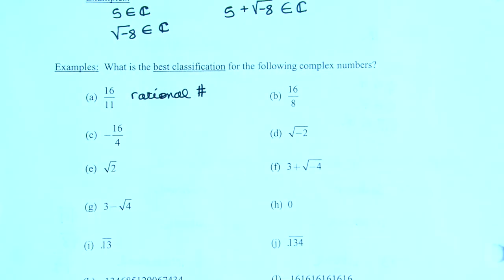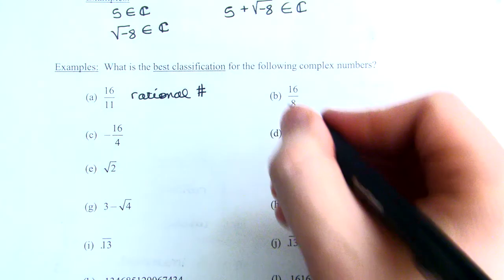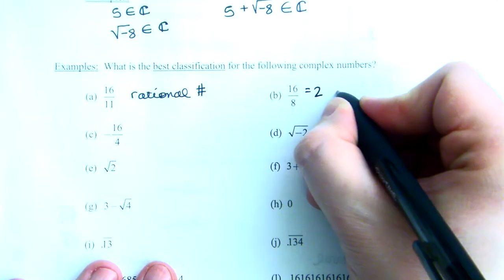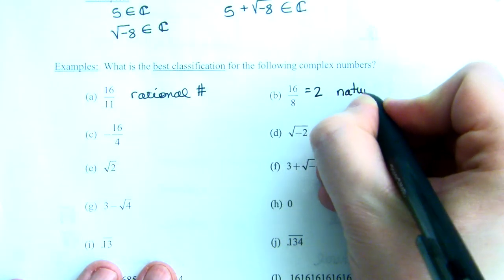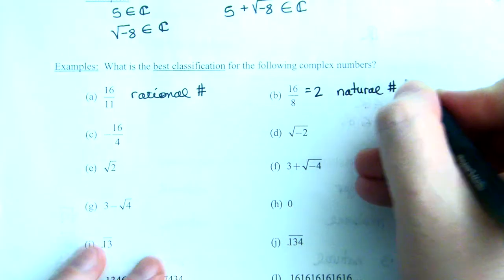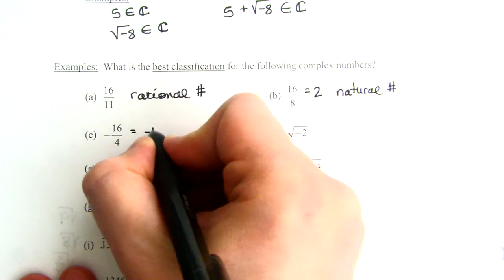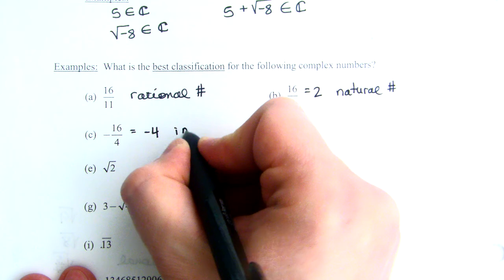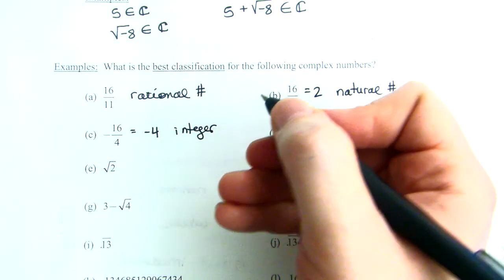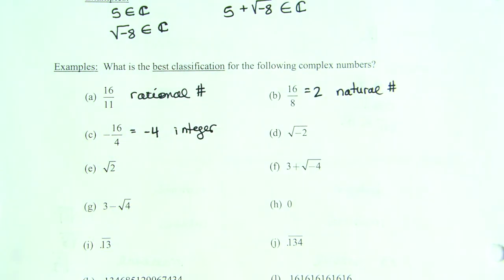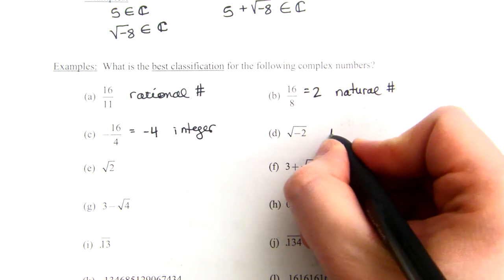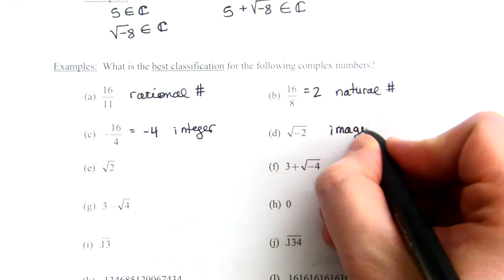What about B? It's a fraction, but I can simplify that down to 2. We've seen 2 several times already. 2 is a natural number. Letter C. Negative 16/4. That's just negative 4. That's an integer. Make sure you are simplifying these before you name them. Letter D. Well, because it's the square root of a negative number, that's all it takes for it to be an imaginary number.